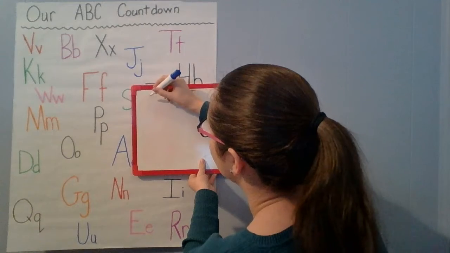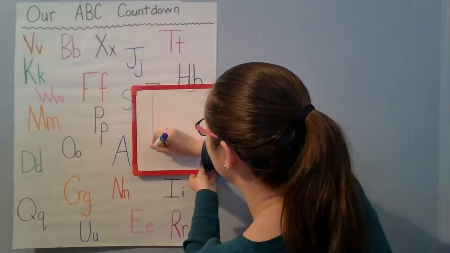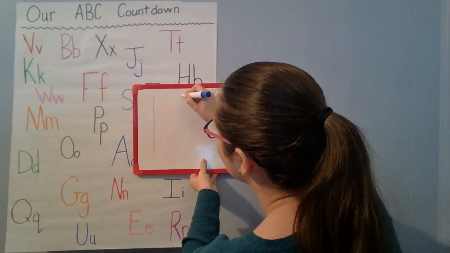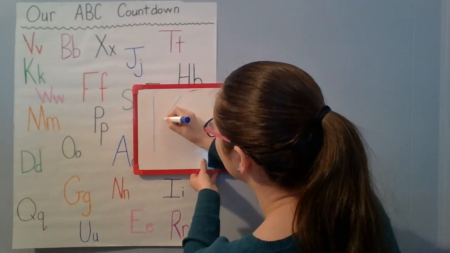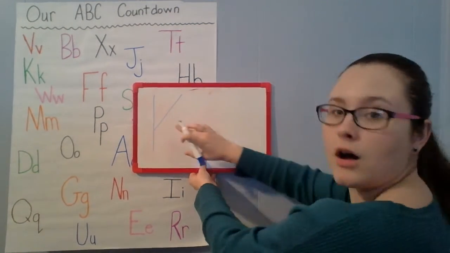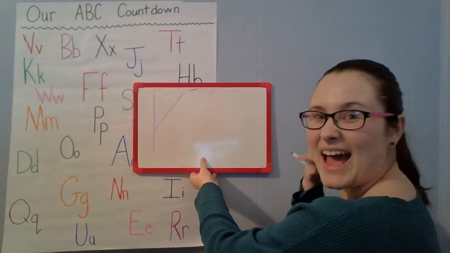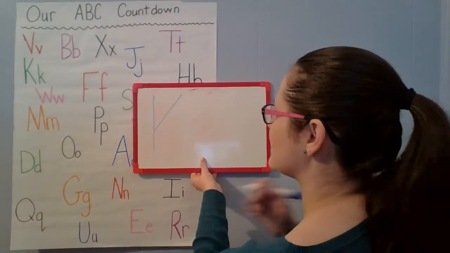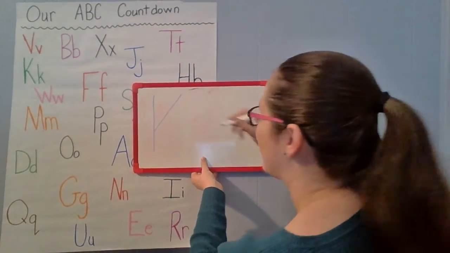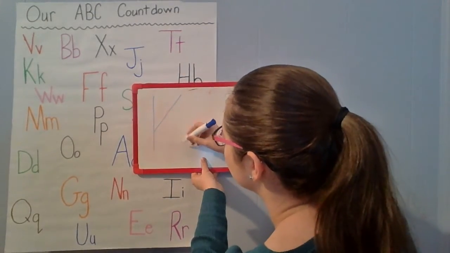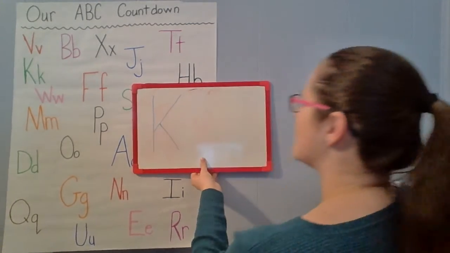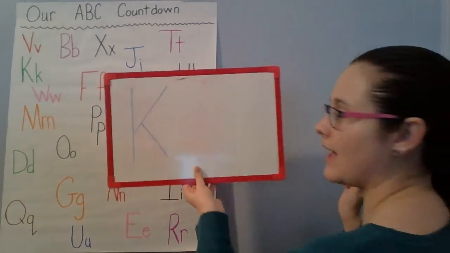Ready? We're going to start with 1. Start at the top. Go into the middle. 2. Did you notice we made a diagonal line from the top across to the other side? Make another diagonal line from here down to the bottom. Ready? We start. There we go, the capital K.